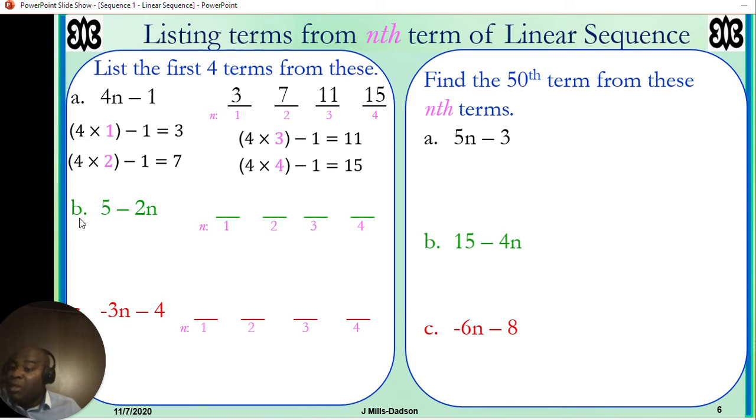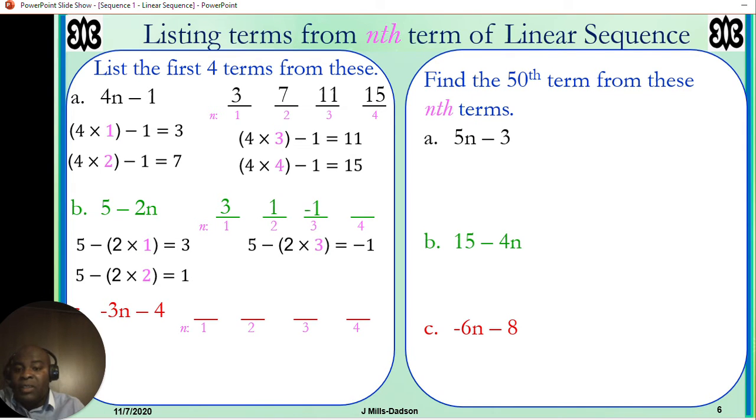Number 5, B, 5 minus 2n. The same principle, substitution. 5 minus, in bracket, 2 times 1. That works out as 3. First term. Second term, 1. Third term, -1, -3. Double check to see if you are right. 3 to 1, you take away 2. 1 to -1, you take away 2. That confirms -2. So -2n. That's what it confirms here.